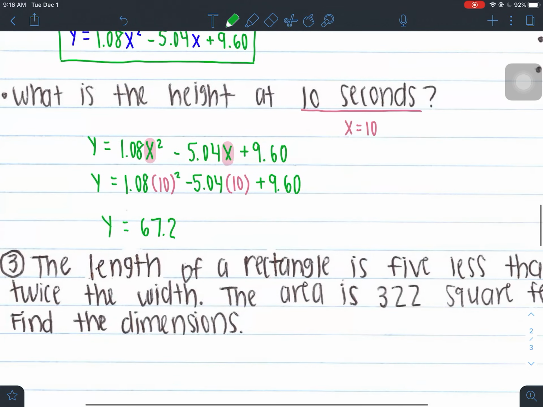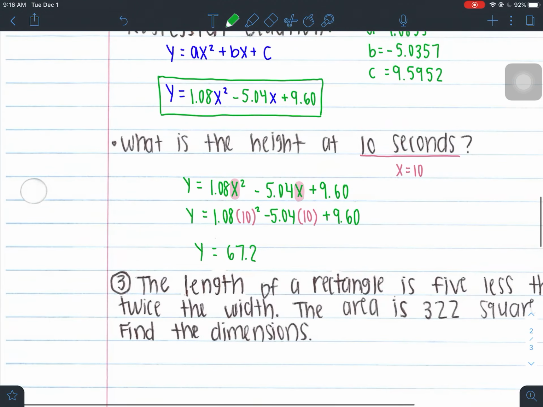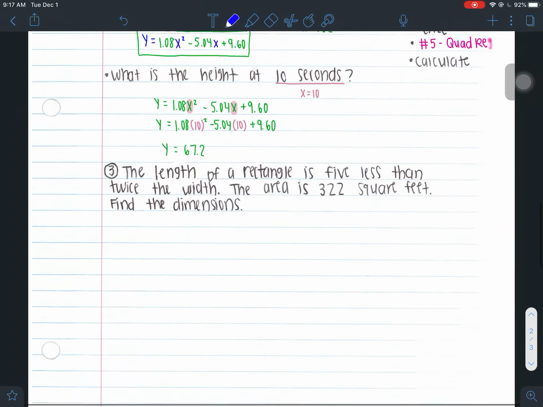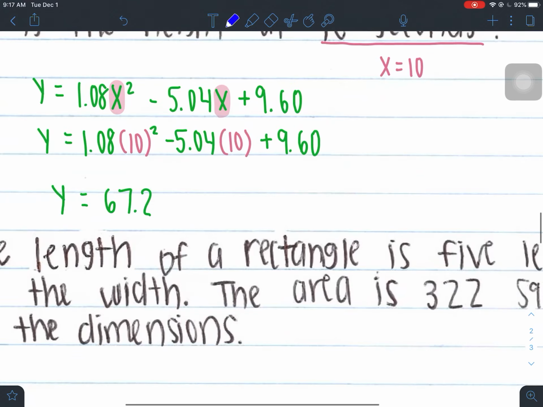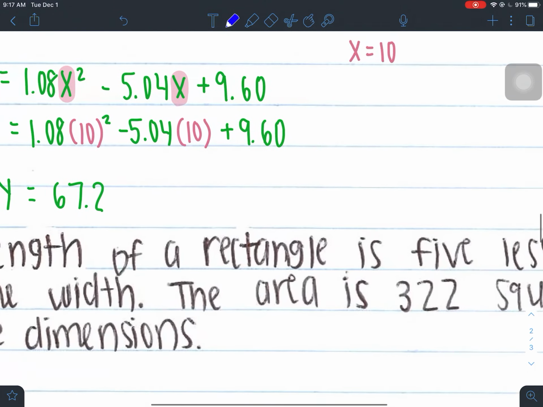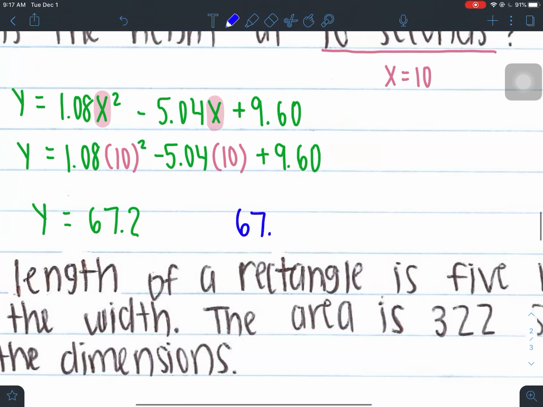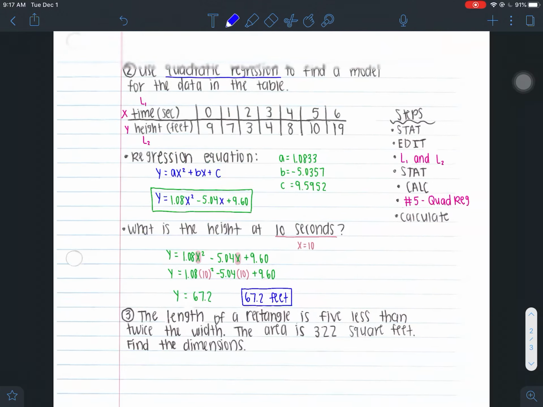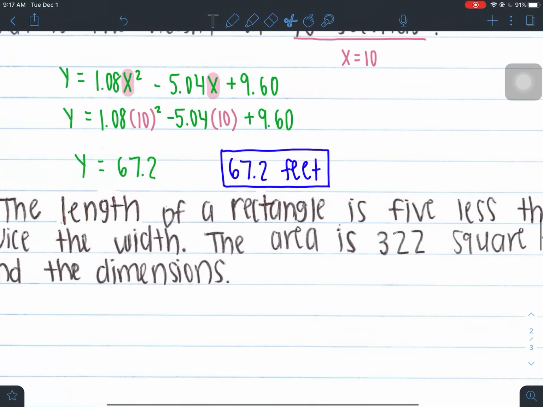So what does that mean? Okay, it says what is the height at 10 seconds? So that means I solved for the height at 10 seconds. So for this problem, the height is going to be 67.2, and what's the unit we used here? Feet. So our answer is 67.2 feet, because that's the unit that we're in. There we go. All right, moving on.